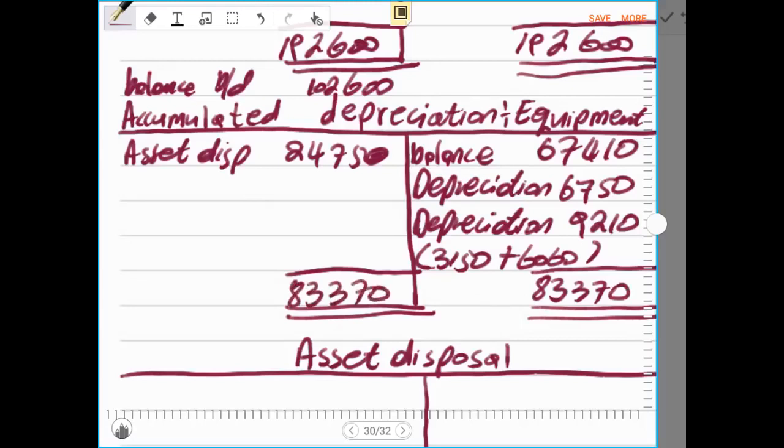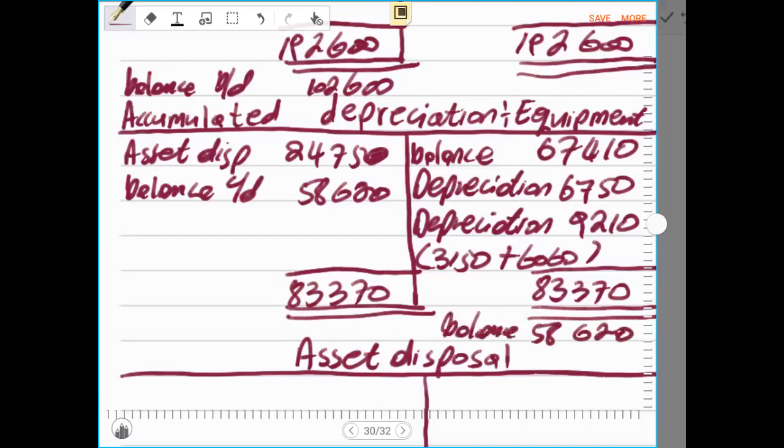83,370, and to subtract the amount of the debit side of 24,750, that gave us 58,620. Therefore now we get to have the balance carried down, and balance brought down will be 58,620. That will be a balance brought down.